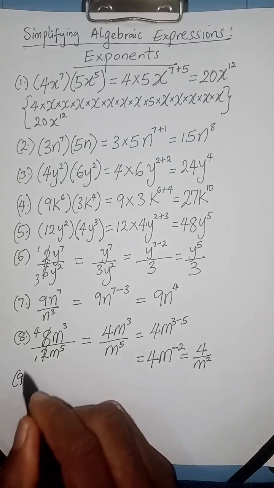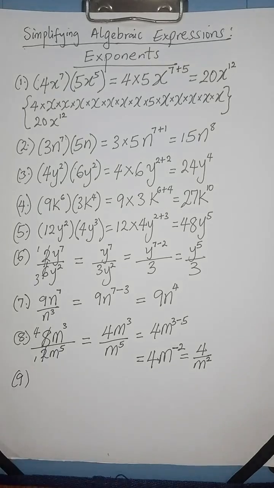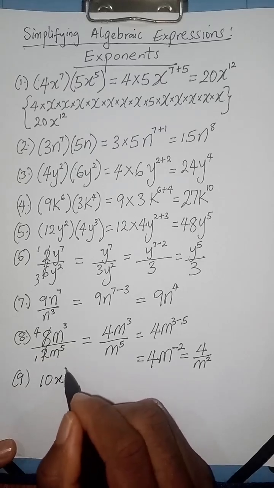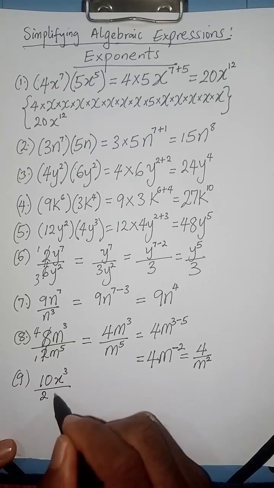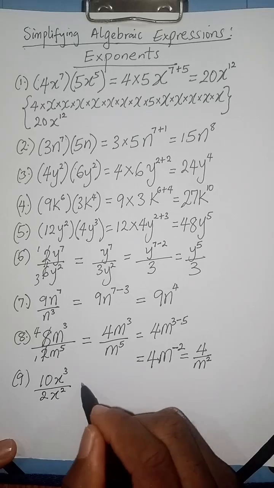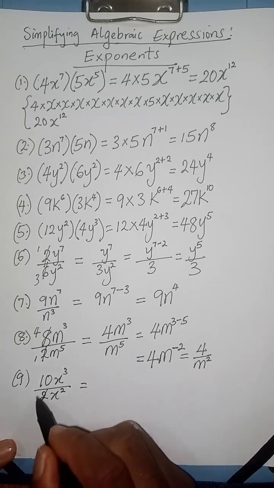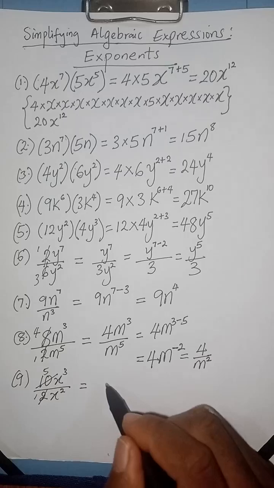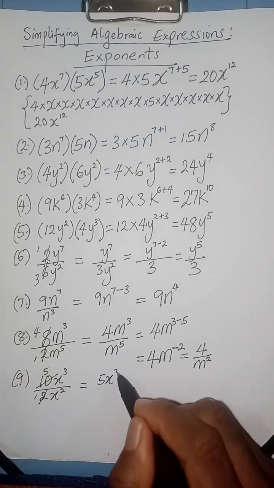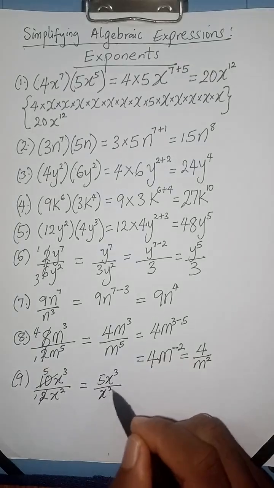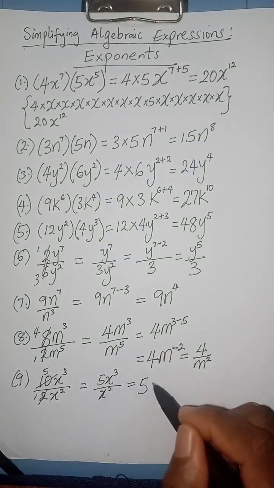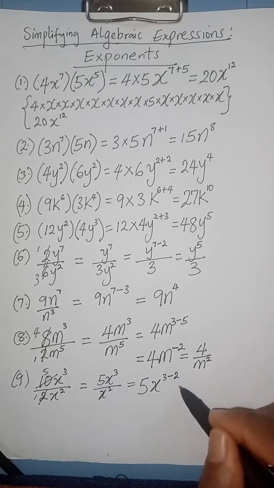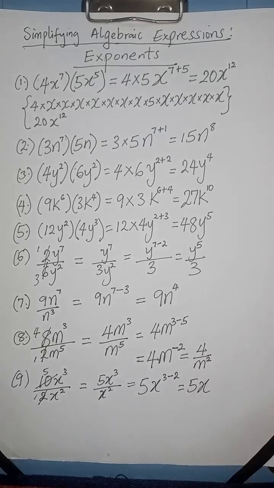And let's go to number 9. Number 9 question is 10x raised to power 3 divide 2x raised to power 2. Again, 2 can divide 2 to the 1, 2 can divide 10 to the 5. And so I'm left with 5x raised to power 3 over x raised to power 2, which is 5x raised to power 3 divide minus 2. And my final answer is 5x.